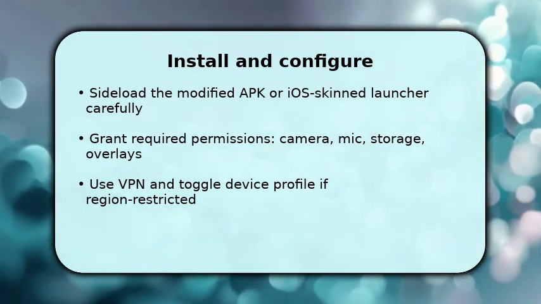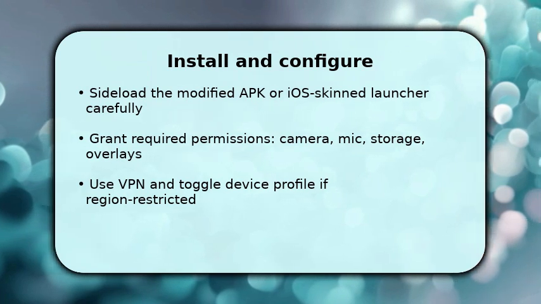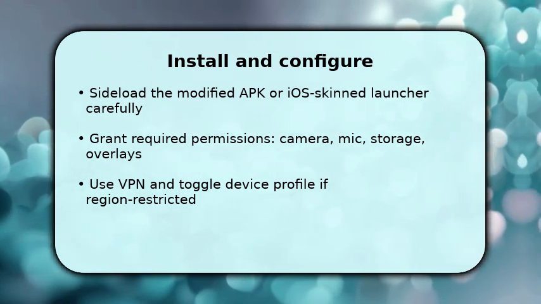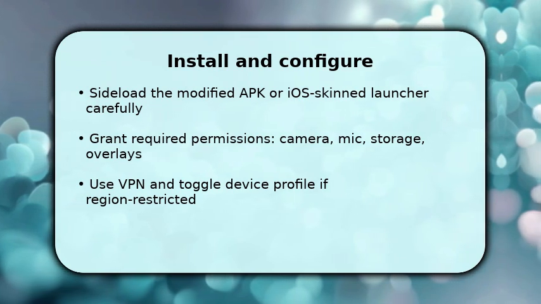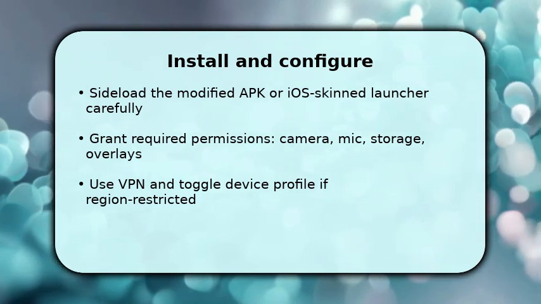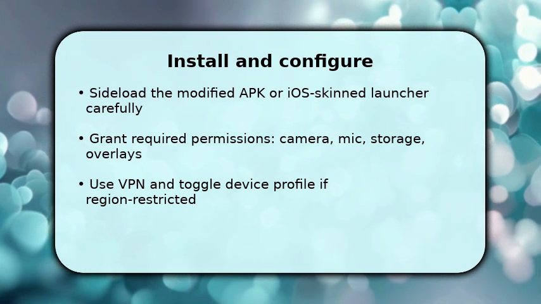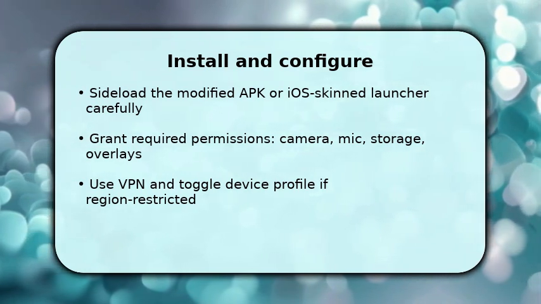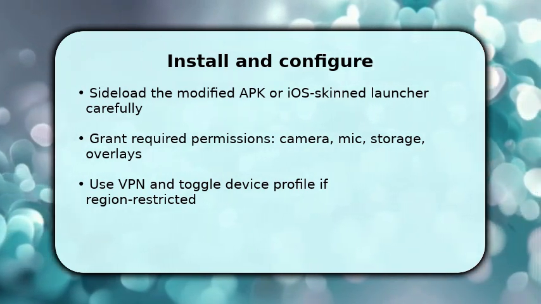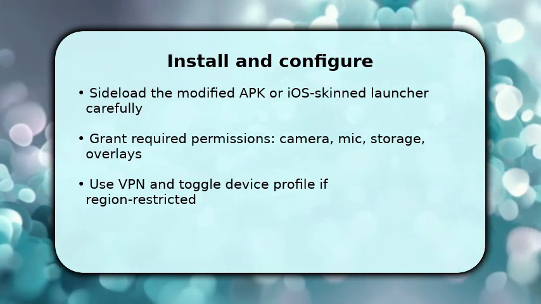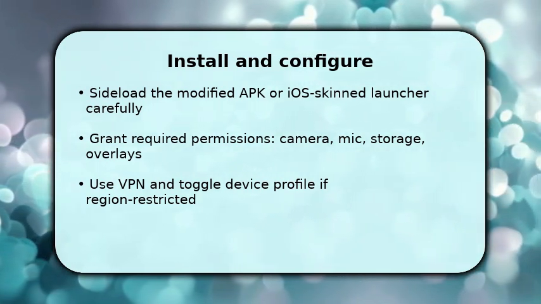You now perform the core installation and configuration steps. Sideload the iOS-styled Snapchat APK or an iOS launcher, then let the installer finish. If the package requests signature changes, use the provided installer tool. Grant camera, microphone, and storage permissions because Snapchat requires them for core features. Make sure to enable overlay and accessibility permissions if the port uses them.